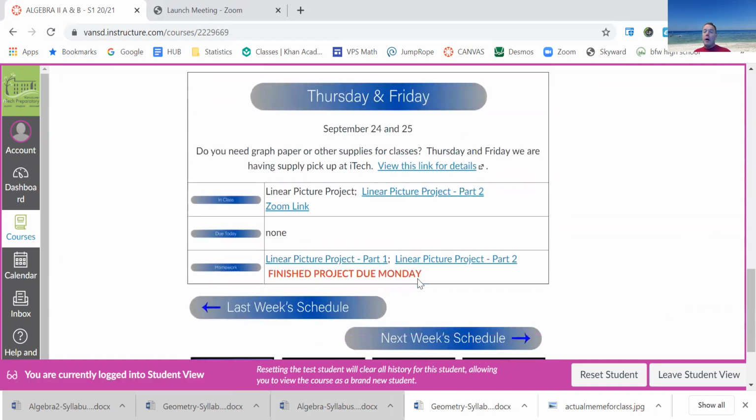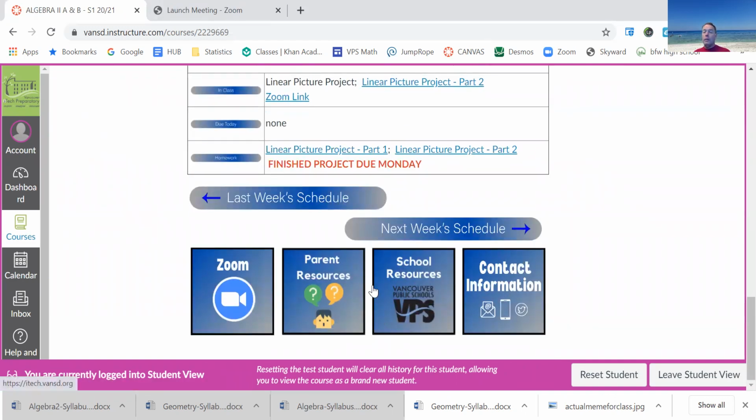And we have links at the bottom also to parent and school resources, which right now are the same. Links you to the school webpage, where we have announcements for the whole school. We have access to everything that the district has as well. So you can look there for those on that page.